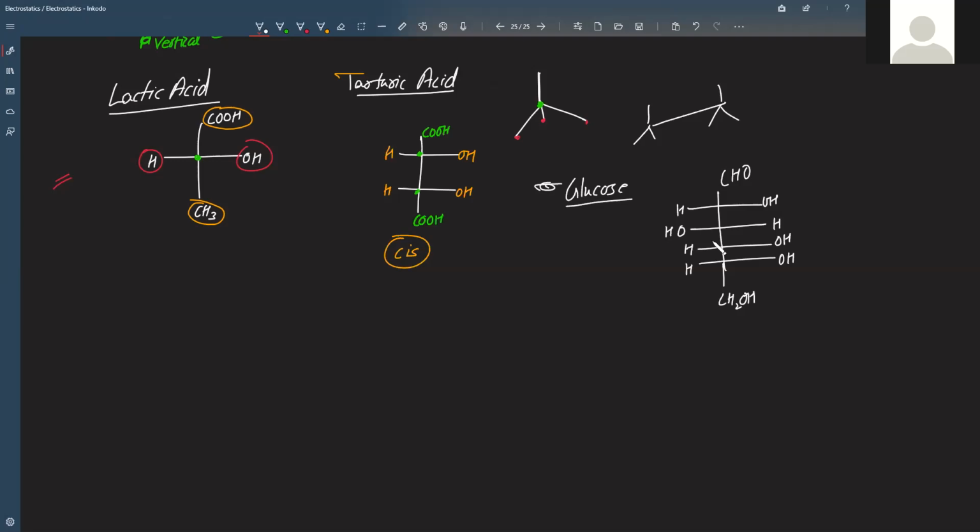Right? So glucose is nothing but a multi-hydroxy aldehyde. There are multiple hydroxy groups there, and it is an aldehyde. So that's what glucose is, and this is the structure of glucose.